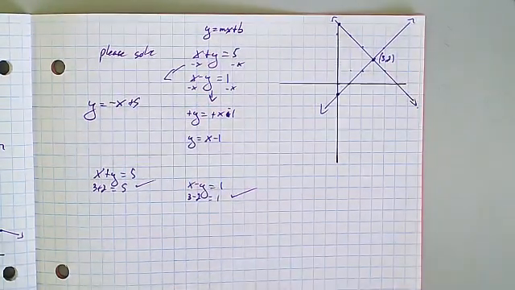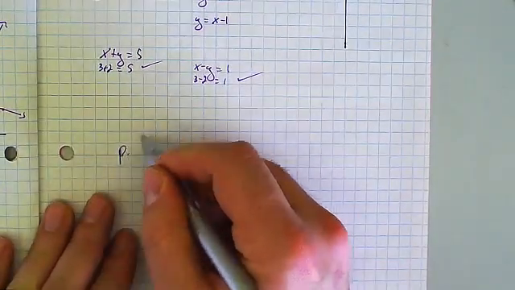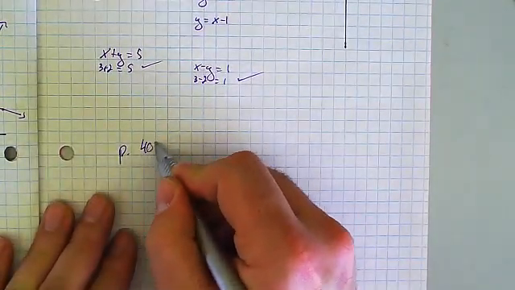Homework is on page 409, questions 3 to 7. That's it? That's it.